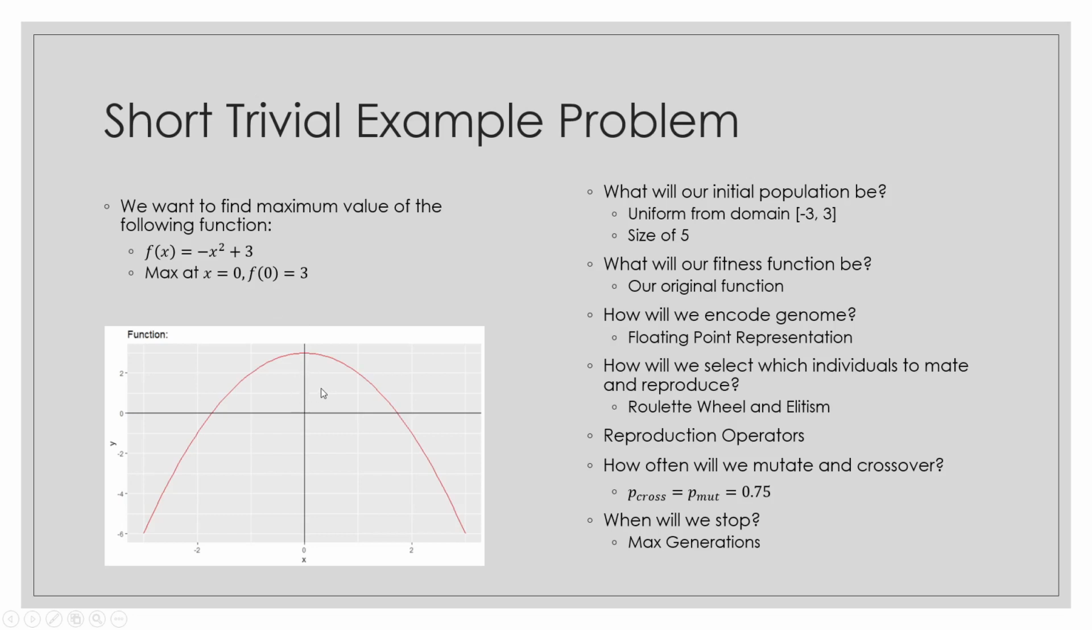So now we have some design issues for our algorithm. First off, what will our initial population be? Well, it'll simply just be a uniform sampling from the domain, from negative 3 to 3. And to keep things small and simple, it'll have just an initial size of 5. What will our fitness function be? Well, it'll simply just be the original function itself, because that's what we want to maximize.